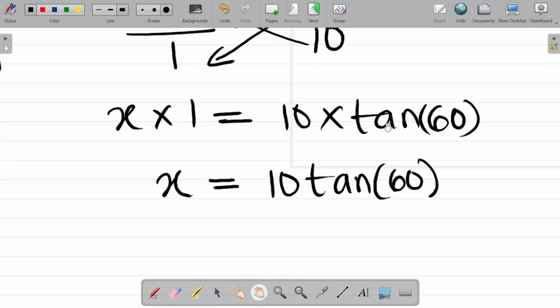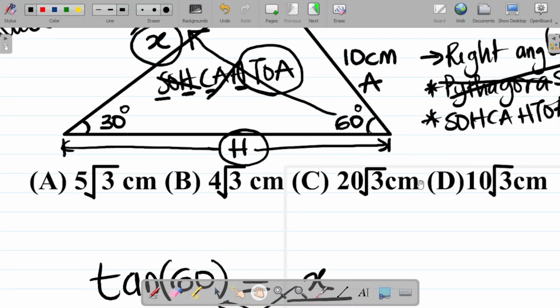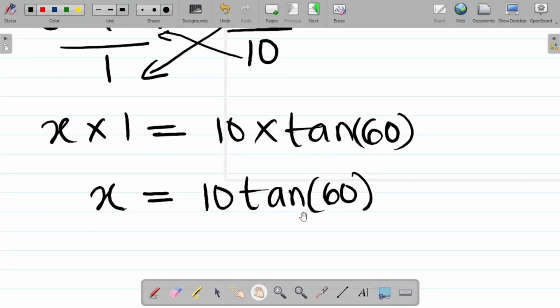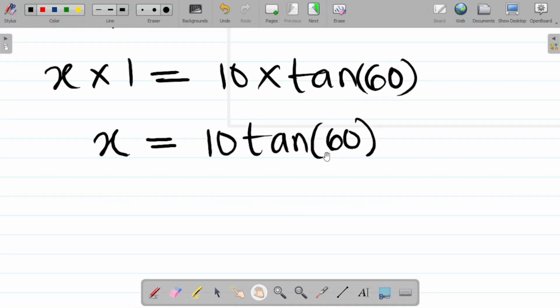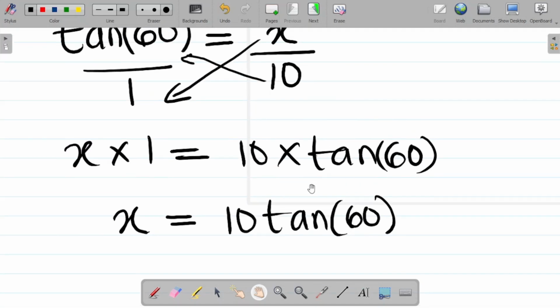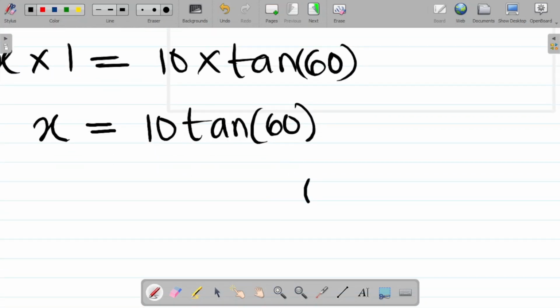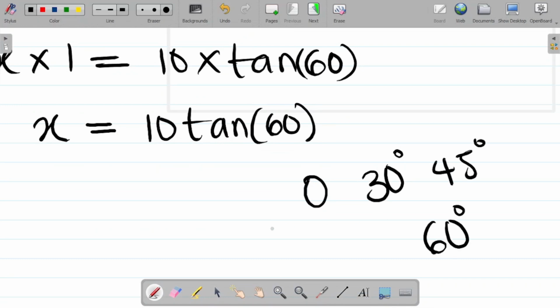Now, if you look at the options here, there is no value for tan 60. But what you have to notice is that, of course, JAMB does not allow you to use a scientific calculator. So how do we get the value of tan 60 so that we can get a final answer? JAMB expects that you know the value of something called special angles. The special angles include 0, 30 degrees, 45 degrees, and 60 degrees. There's a topic called special angles, especially in further mathematics.